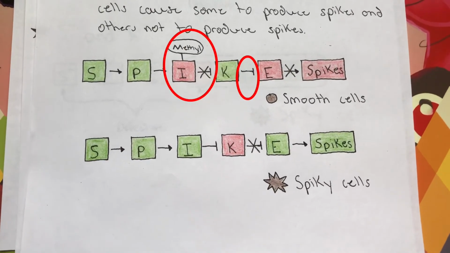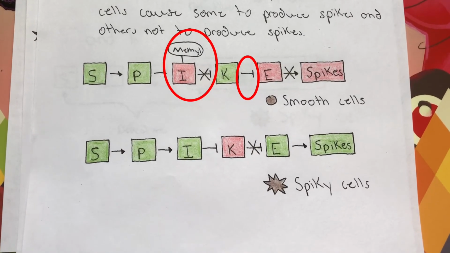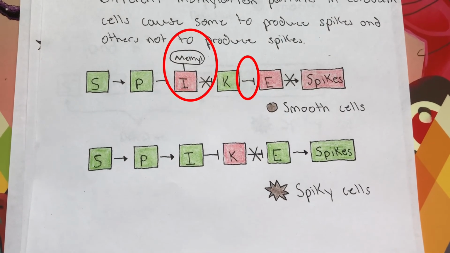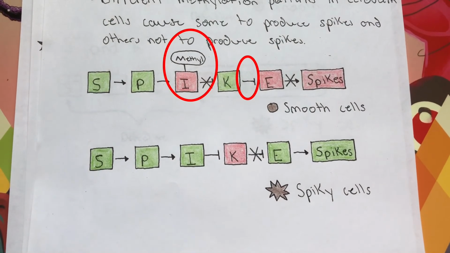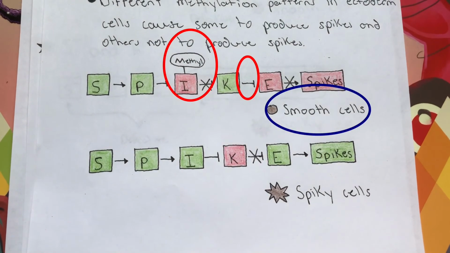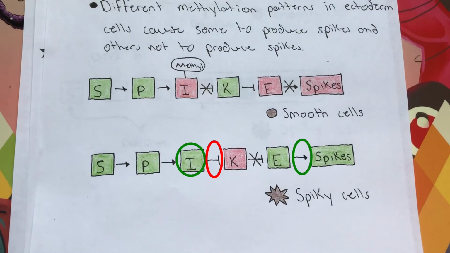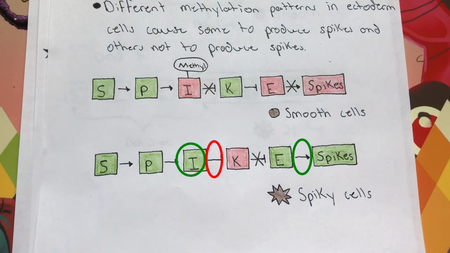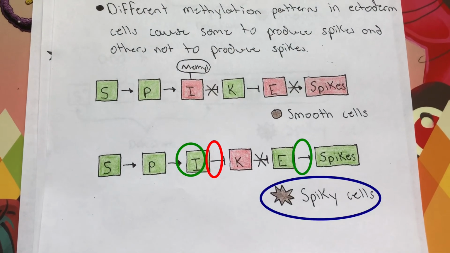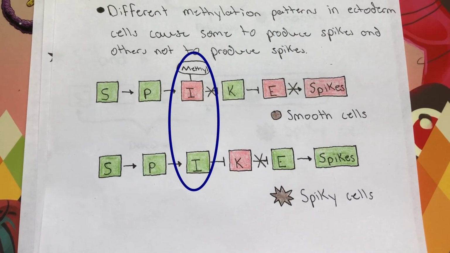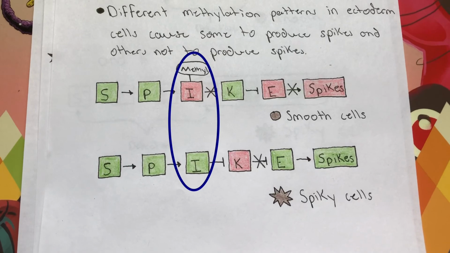If the I gene was methylated, this would prevent it from inhibiting K, leading to K inhibiting E, which would lead to the formation of spikes not being activated, and a resulting smooth cell. If I was unmethylated, it would be turned on, in this case, and would inhibit K, allowing E to activate the formation of spikes, leading to a spiky cell. Differences in the methylation of the I gene can therefore allow some ectodermal cells to be smooth and some to produce spikes.